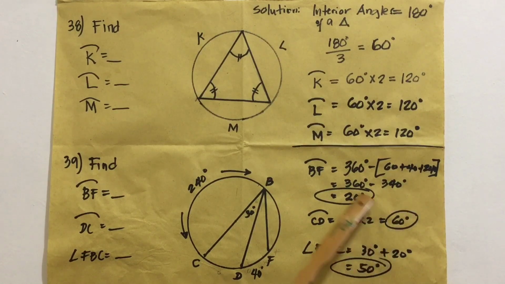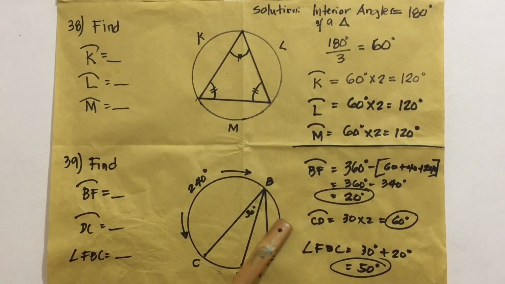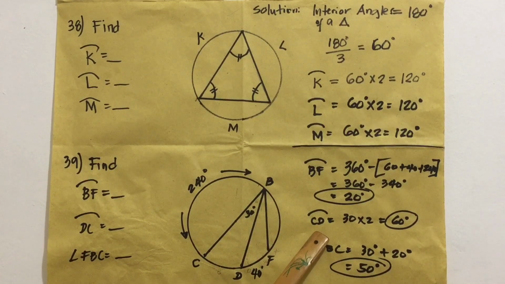minus 340 degrees equals 20 degrees. So this is the 20 degrees, the arc of BF. And the arc CD is done already, 2 times 30 degrees equals 60.